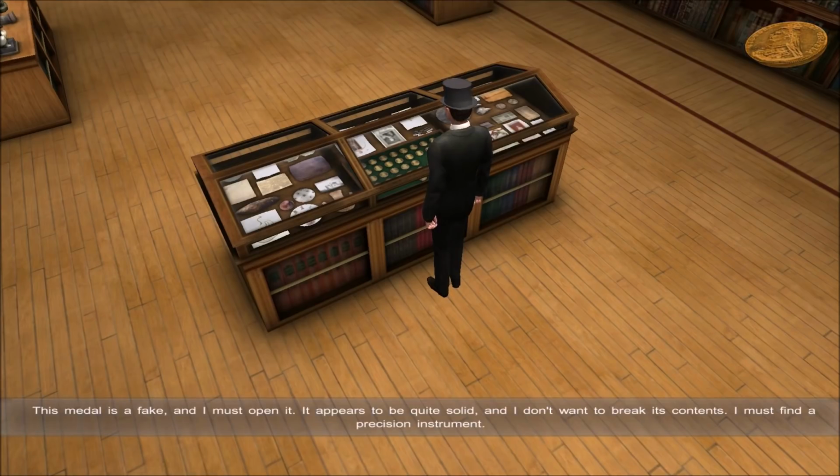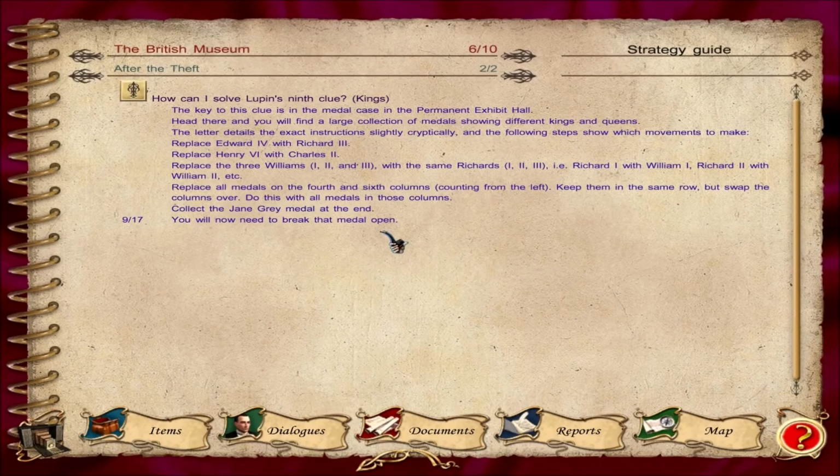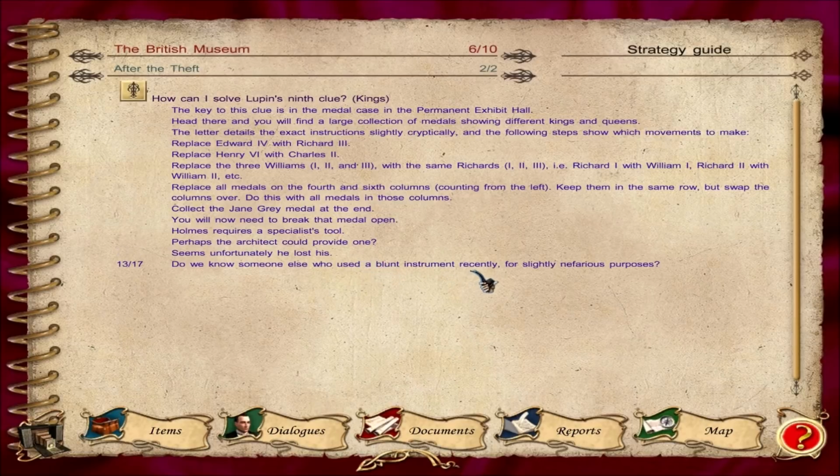This medal is a fake and I must open it. It appears to be quite solid and I don't want to break its contents. I must find a precision instrument. Okay, I need to break it open. Perhaps the architect can provide one. Oh, our friend Watson still has a hammer. He's in the maintenance room.